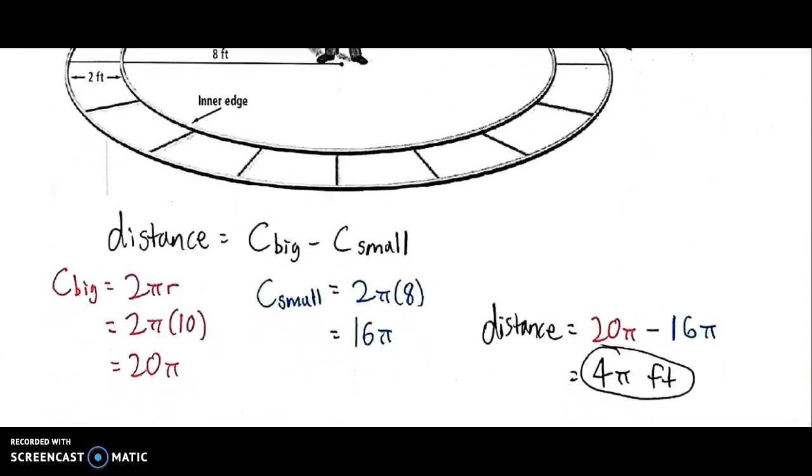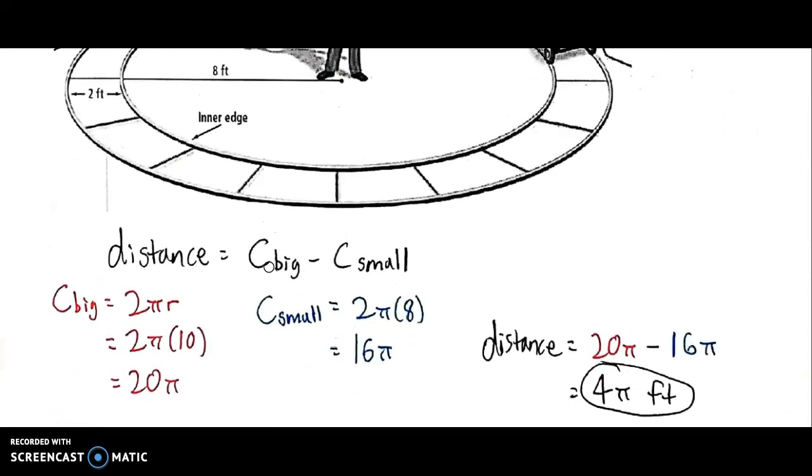So in order to find this distance, again, we're going to have to find the difference between the big circumference and the small circumference. If I take the outside wheel minus the inside wheel, that tells us the difference in how much further we travel. So for the big wheel, again, we can use 2 pi times a radius. We don't start with a diameter.